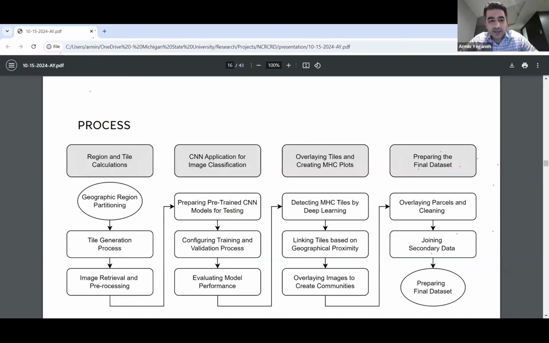Overall, the process starts with delineating the region of interest, which is in this case the state of Indiana. And then we have to define small squares, as you saw in the previous slides. Those are the units of analyses. And the next step is to classify manufactured housing communities versus anything else that is non-manufactured housing community. And then once we have identified the exact locations, we just need to overlay the places that were identified as manufactured housing communities and then try to identify the community itself and then prepare the final data set.